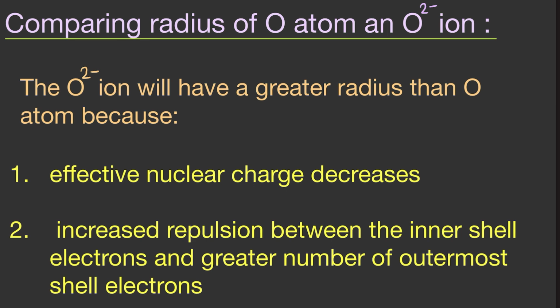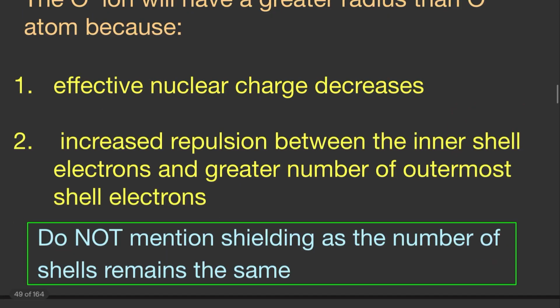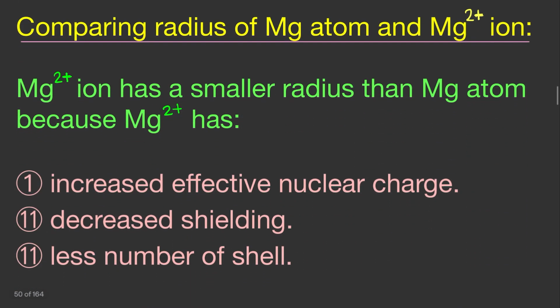So when the oxygen had 6 electrons in the outermost shell, there was some amount of repulsion between the 6 outermost shell electrons and the inner electrons. But whenever it gains 2 electrons in the outermost shell, it has 8 electrons in the outermost shell, and there is increased repulsion between the electrons of the outermost shell, and so the ionic radius is also greater. Note that the shielding does not change. When an oxygen atom forms an oxide ion, we do not mention shielding because the number of shells has not increased.